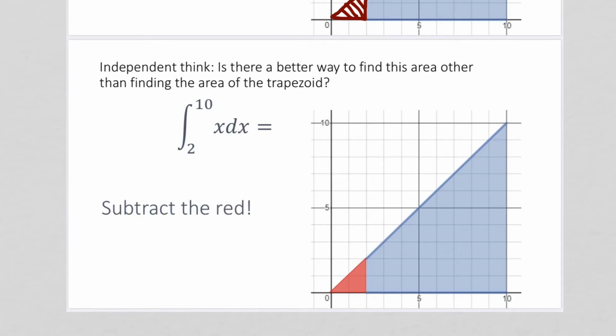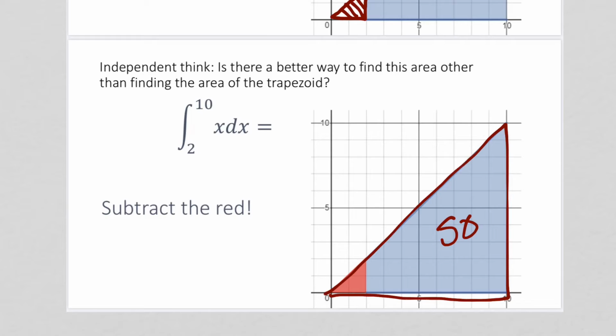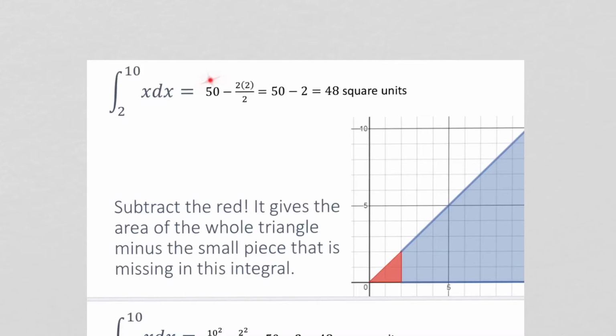So we already know the big triangle is a 10 by 10, so the big triangle has an area of 50, right? If we do this whole thing, it has an area of 50. Okay, so then we have to subtract this little piece down here, which just has a base of 2 and a height of 2, right? So it's going to be 2 times 2 divided by 2, which is just going to be 2. So the area of just the blue part then is going to be 50 minus 2, which is just 48. Subtracting the red gives us that this blue area here is just 48 square units.